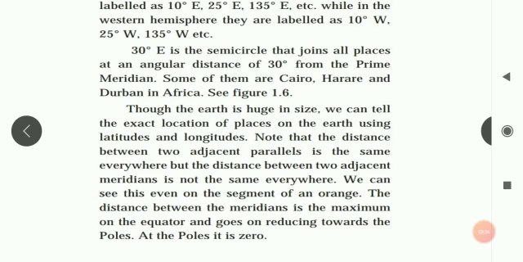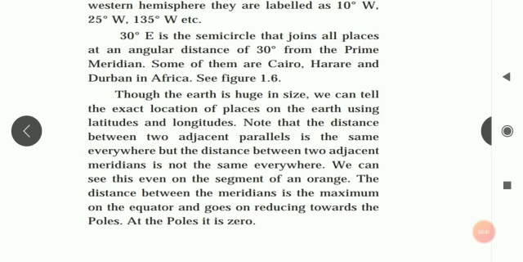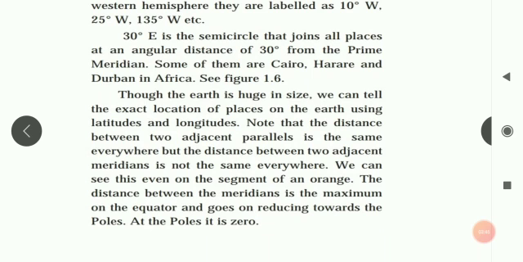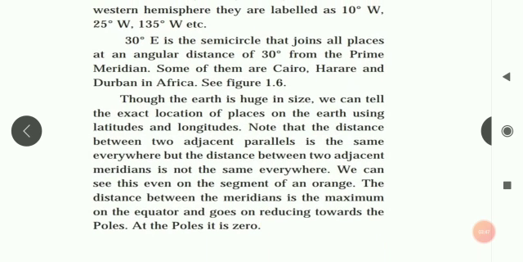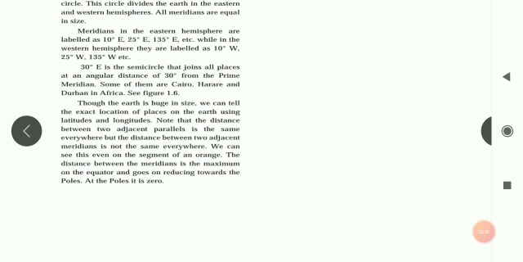The distance between the meridians is maximum on the equator and it goes on reducing towards the poles. So as you go towards the poles, the distance between the meridians goes on decreasing. At the poles, it becomes absolutely 0. Isn't it? This is for today's page, children. Lesson reading for today's page.